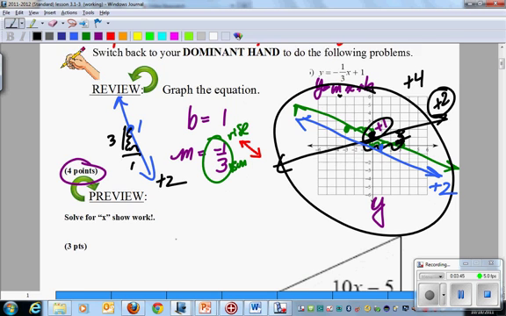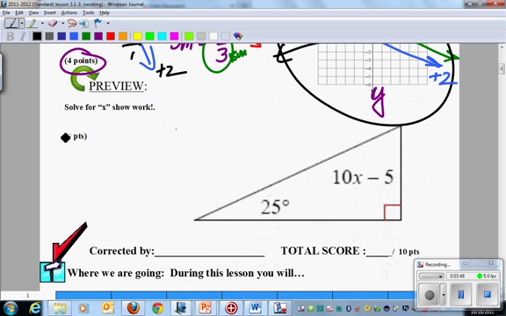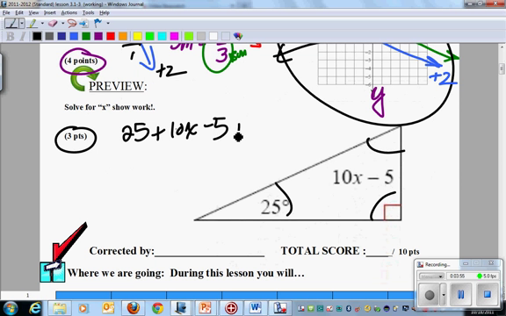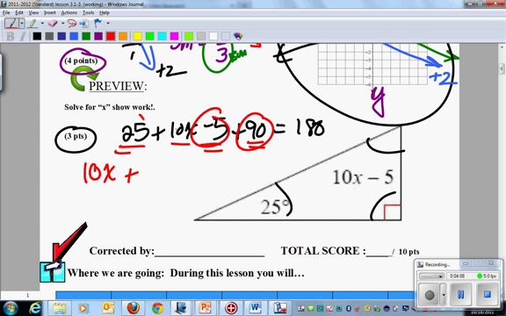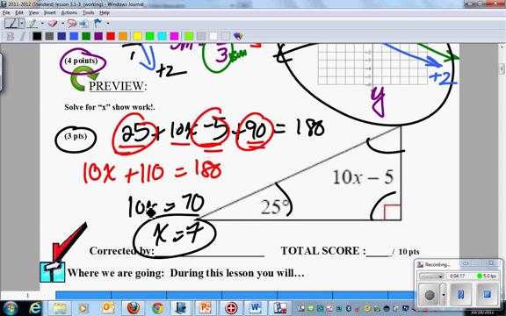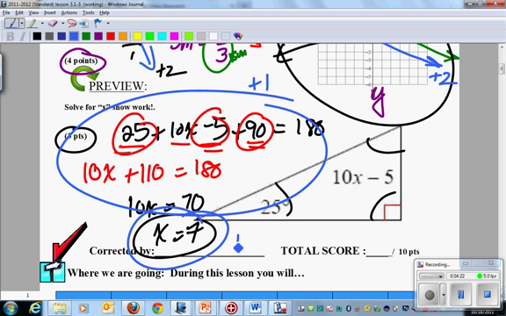All right, at the bottom, I say solve for x. You're going to get 1 point for the work, 2 points for the answer. I know 25 plus 10x minus 5 plus 90 equals 180. Then you collect like terms. So I have 10x plus, I add these up, I get 110 equals 180. 10x equals 70, x equals 7. What's worth credit? Work plus 1, answer plus 2.